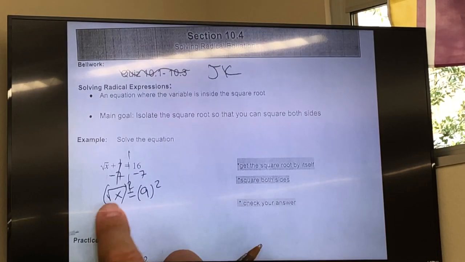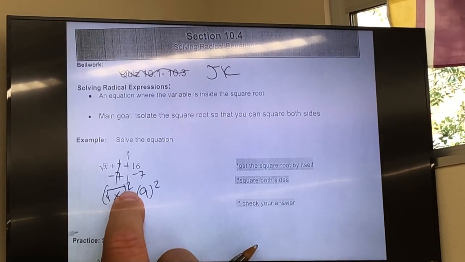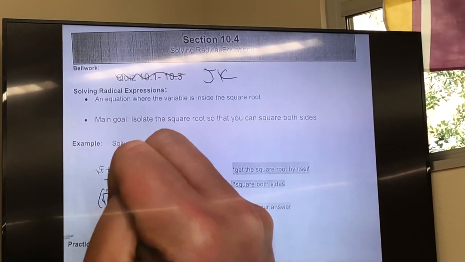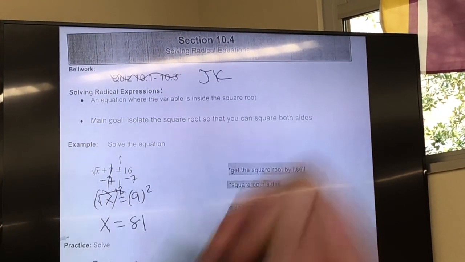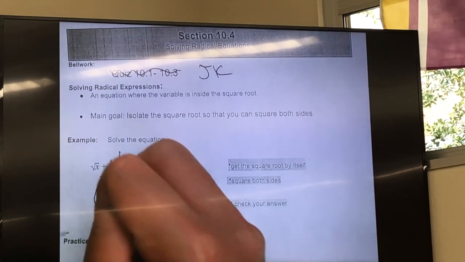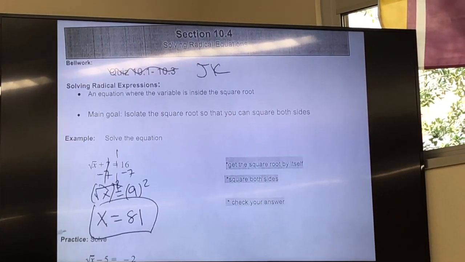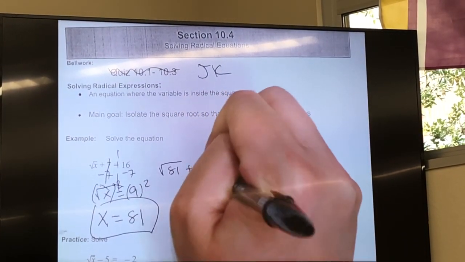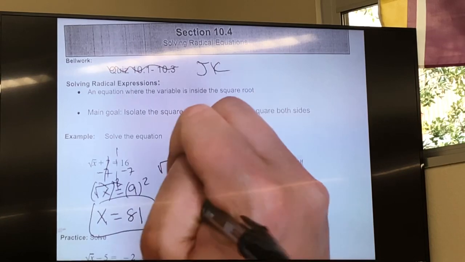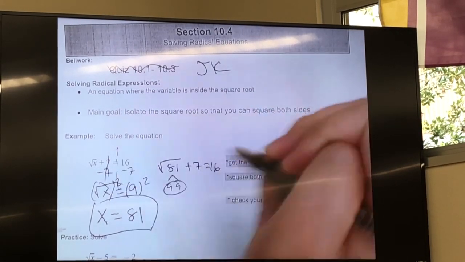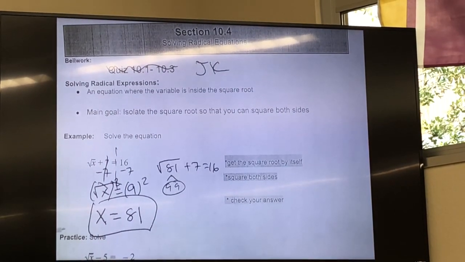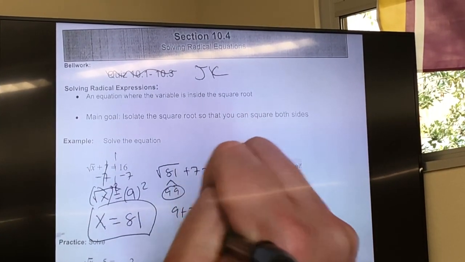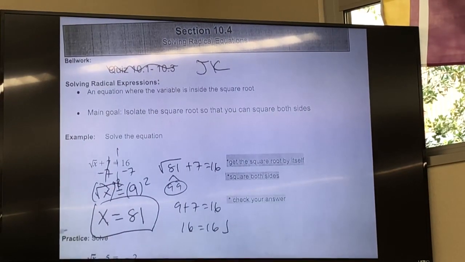For those of you that have forgotten, remember if we raise something to the second power, if it was in a square root, it cancels it, so you're left with x is equal to 81. That is our answer. We have to make sure it works, so you want to plug it back into your equation. Square root of 81 plus 7 is equal to 16. Square root of 81 is 9, so 9 plus 7 is equal to 16. 16 equals 16, and it checks out.